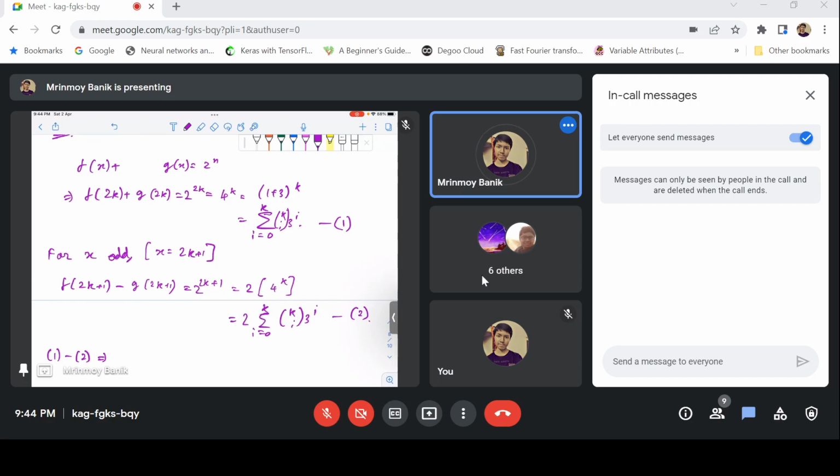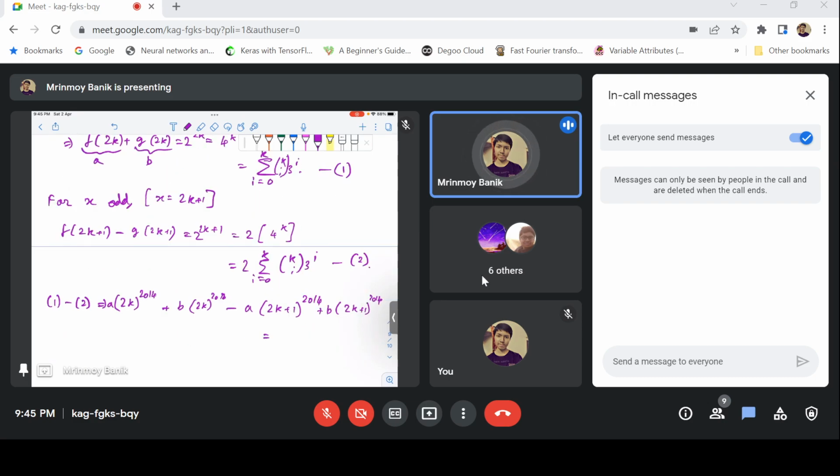Yeah, so okay, let's subtract it. Let's see what happens. Let's assume the leading coefficient of this be a and the leading coefficient of g be b. So 2^k to the power a times (2k)^2014, b times (2k)^2014, minus a times (2k+1)^2014, plus b times (2k+1)^2014. We'll see the right hand side later.